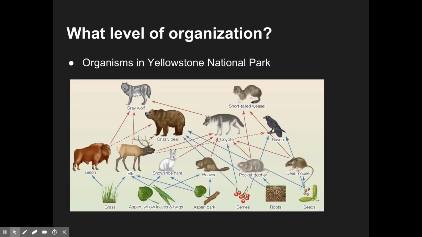And how about the organisms in Yellowstone National Park? I would describe the organisms in Yellowstone National Park as a community. It's a bunch of different populations of different species interacting in the same place.